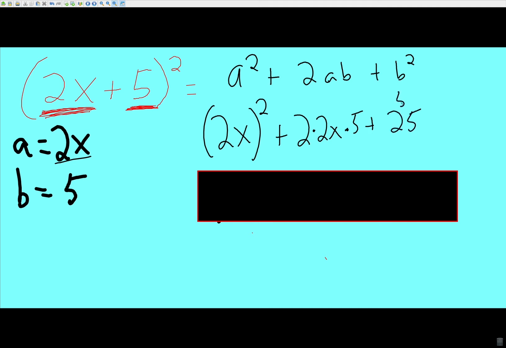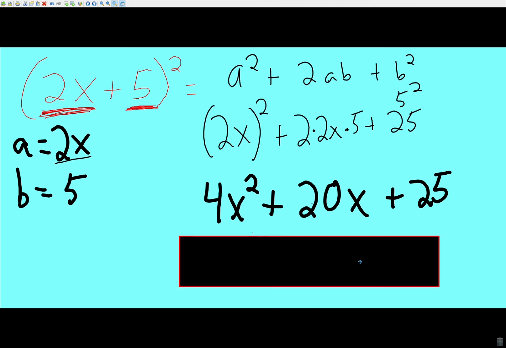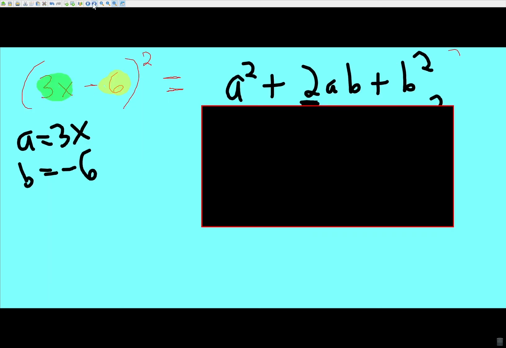Oop, I was going to write 5 squared here. That's okay. And so then when I pull the cover away here, and there we go. We have 4x squared plus 20x plus 25. Notice again, ab would be 10x if I multiply these together. So 2ab got the 20x. All right, so that's the square of a binomial, or binomial square. We'll say it either way.